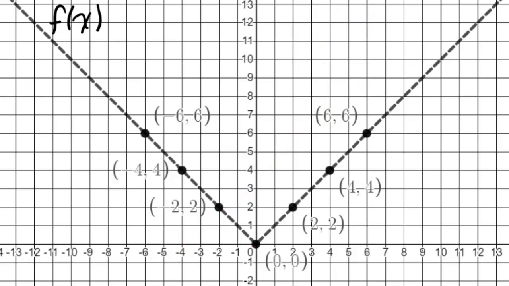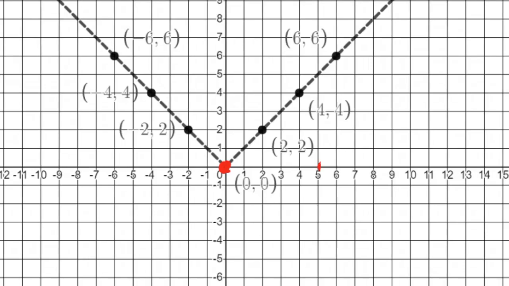Okay, so now we're back to my parent function up here. Now let's suppose I wanted to move this thing to the right 5 units and down 3 units. So I do f of x, to the right is going to be opposite, so minus 5. And then down is going to be minus 3. So to the right 5 and down 3. Go to red here. So this dot is going to move to the right 5 and down 3, so it moves right here.